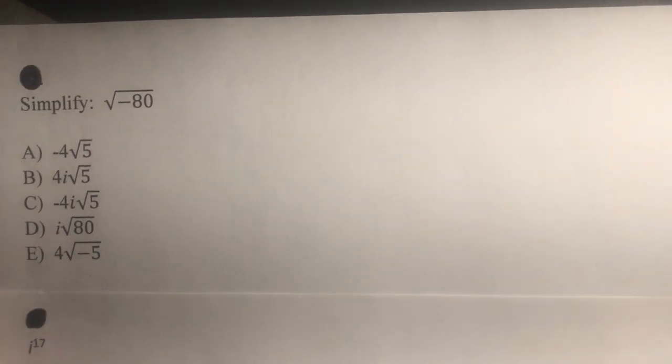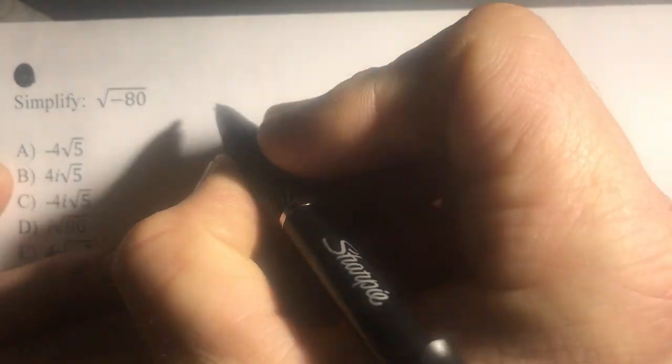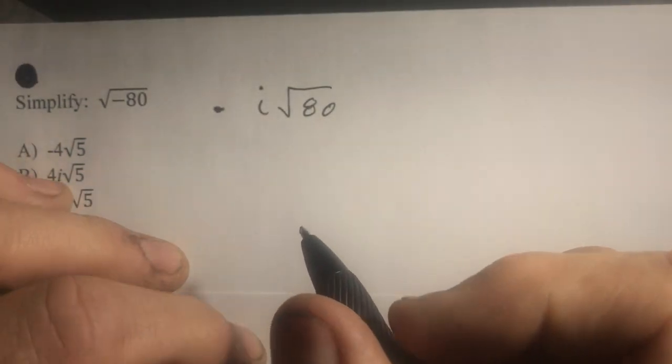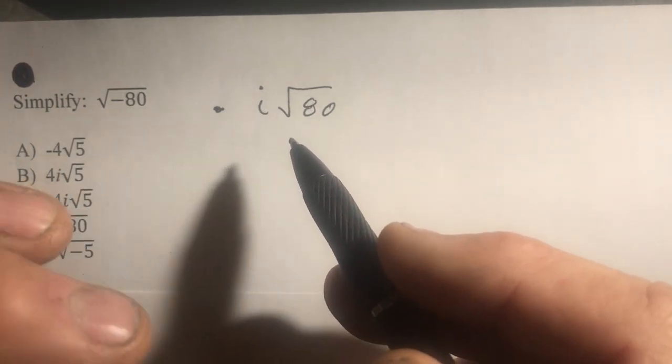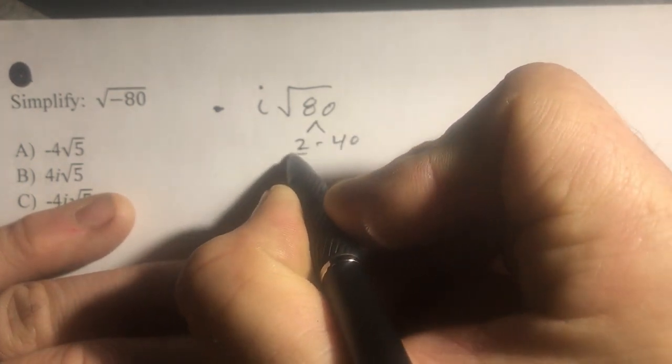Well, what do we got here? Okay. We're going to simplify this radical, negative 80. All right, well, first thing, since that's negative, that negative sends out an i. Okay, so since we have a negative inside the radical, that sends out an i because this is imaginary. And now I break down my 80, so it's going to be 2 times 40.